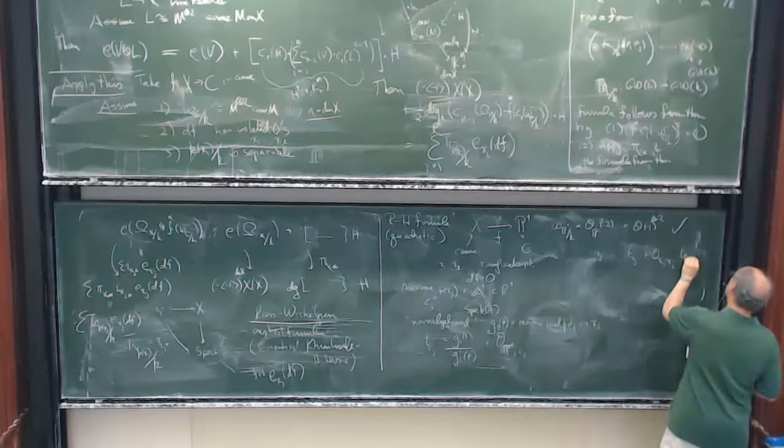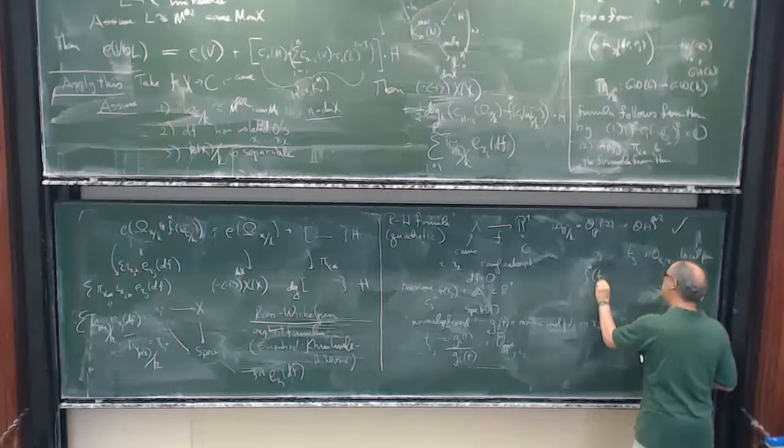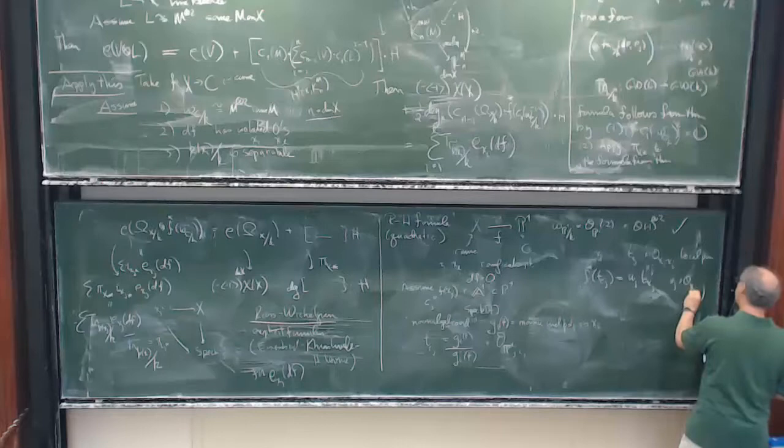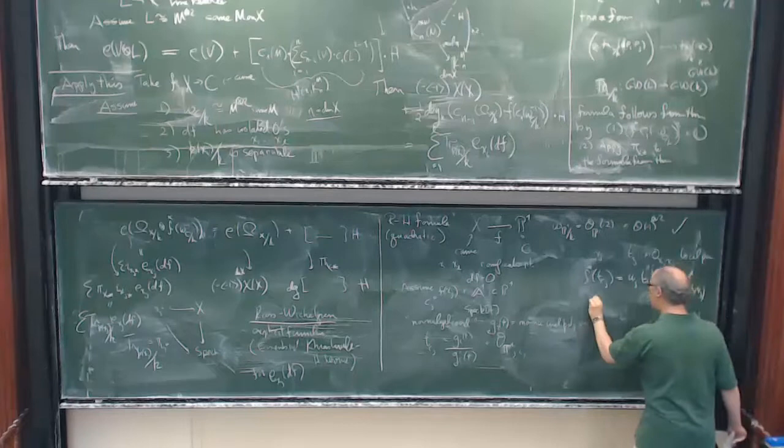And then you can write f star of t_c as a unit u_j times t to the n_j, for u_j a unit. This is a_j. Okay. And then we have a formula for the local contribution.